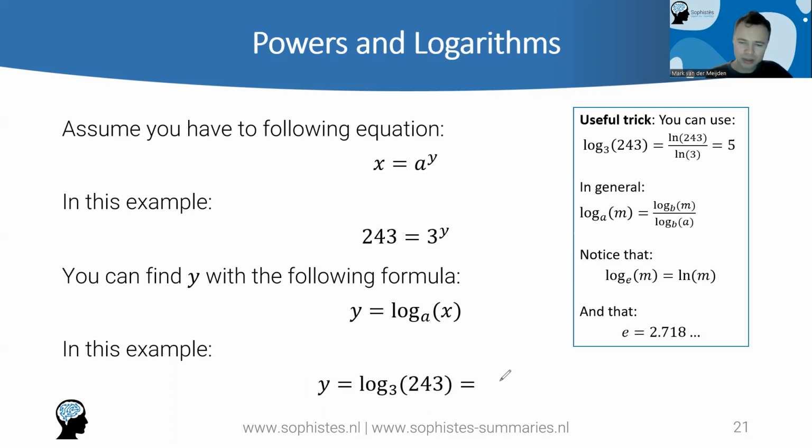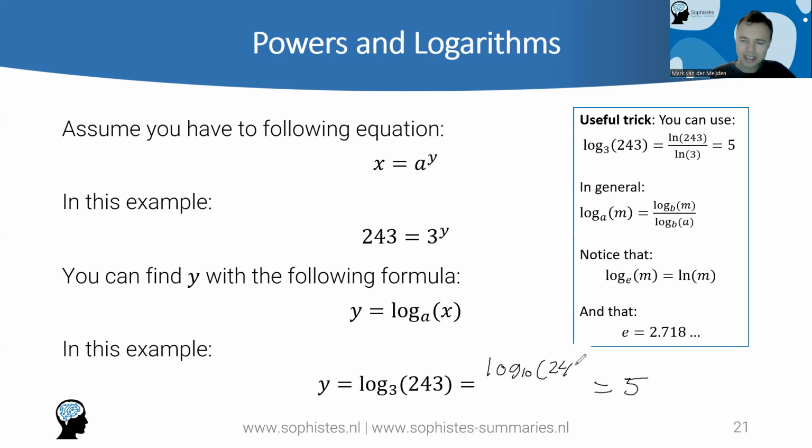So here I can use the trick: ln of the n number divided by ln 3. And if you plug this into your calculator, you will see it's 5. Because 3 with the power 5 is 243. But it doesn't necessarily have to be an ln. You could also have used log 10, for example. You also have a button with log. Then they actually mean the log 10 button on your calculator.